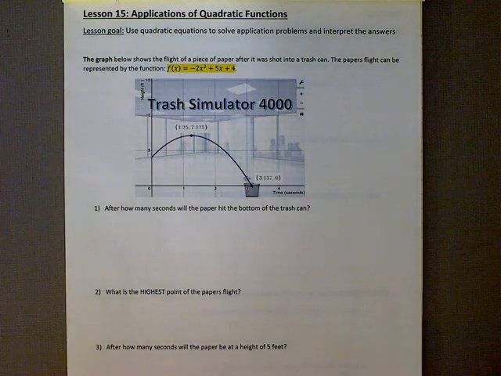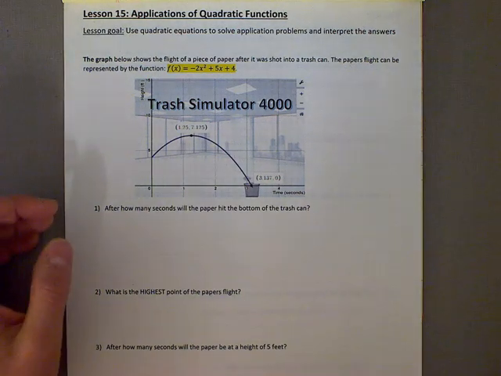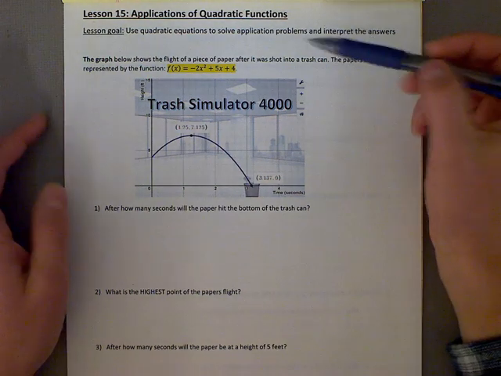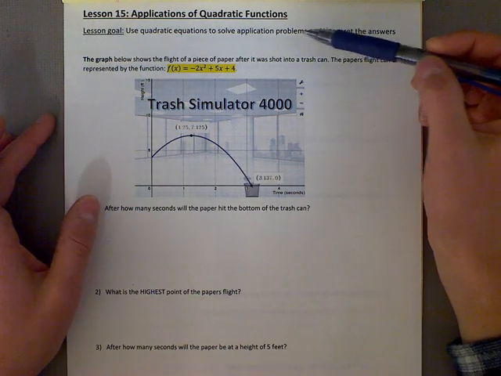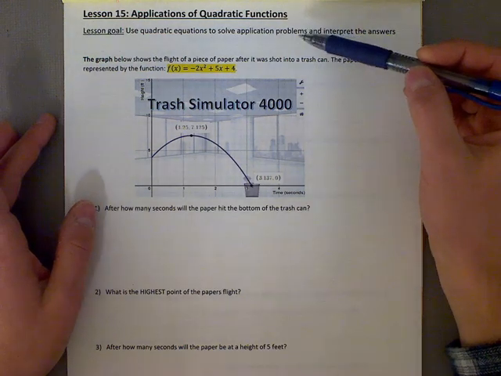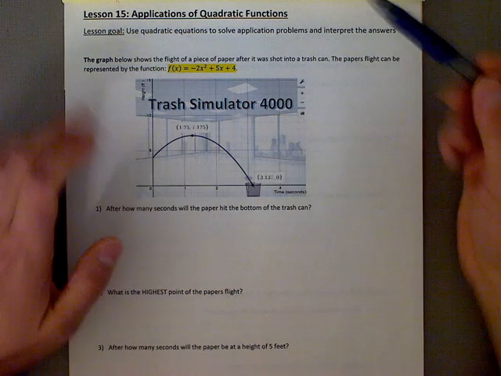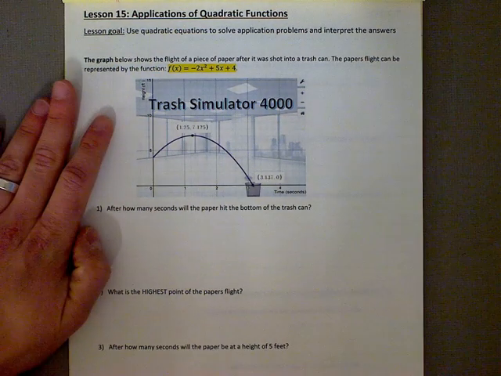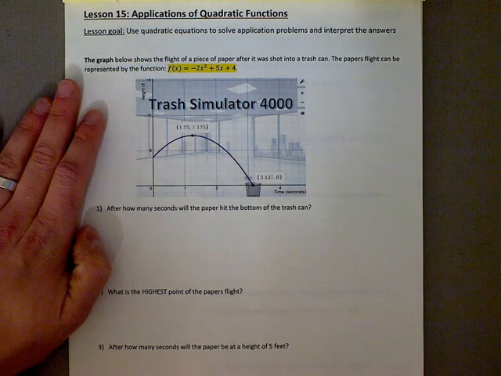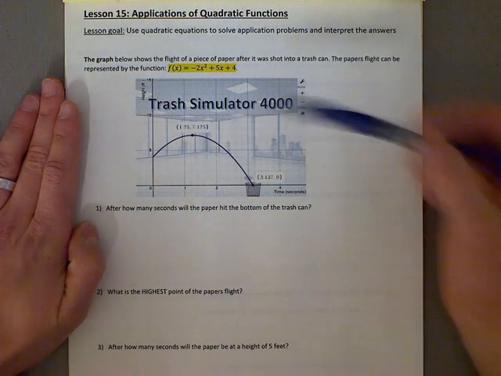This is Mr. Drabinski, and in this lesson we're going to walk through how to use the quadratic formula to solve application problems involving quadratic equations and parabolas. So we'll walk through an example of what this might look like. Here's the one we're going to talk about.